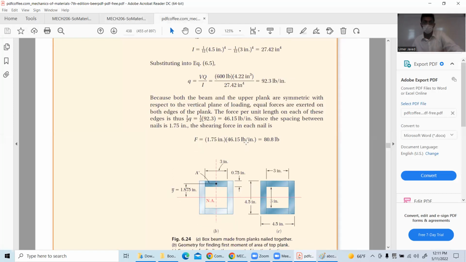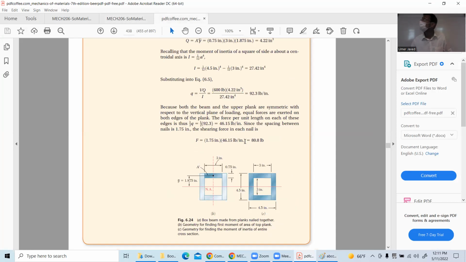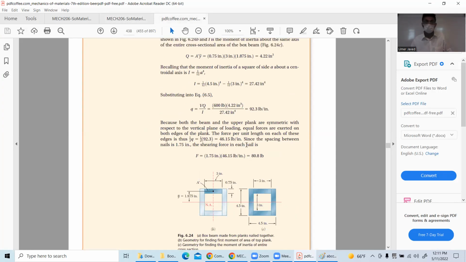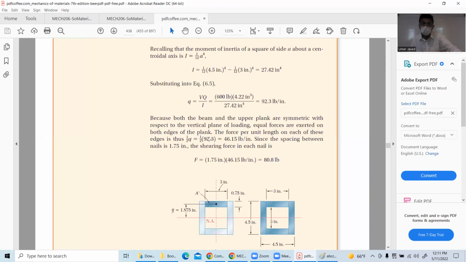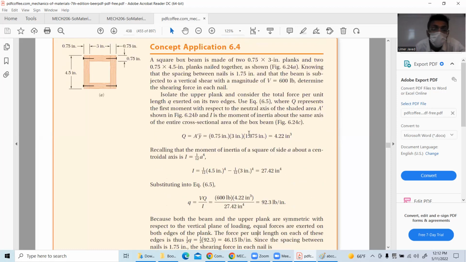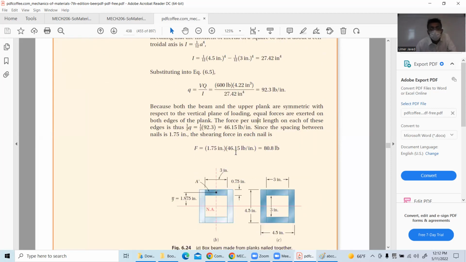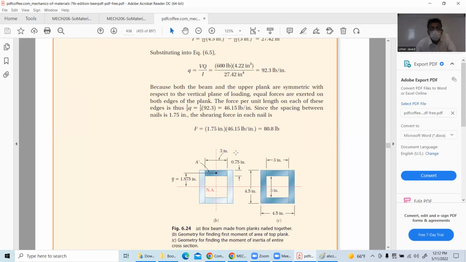Why do we divide by 2? What? We are dividing small q by 2. Oh, really? Divided by 2, the q. I haven't thought about it. You are just mentioning it, I am looking at it. Yeah, you're right. The forces per unit length on each of these edges. What happened? You have 2 nails. I have 2 nails. Yeah, we have two nails. One force on each nail.